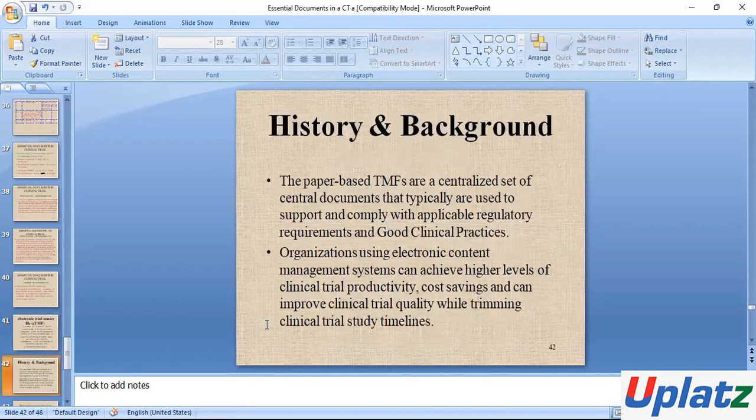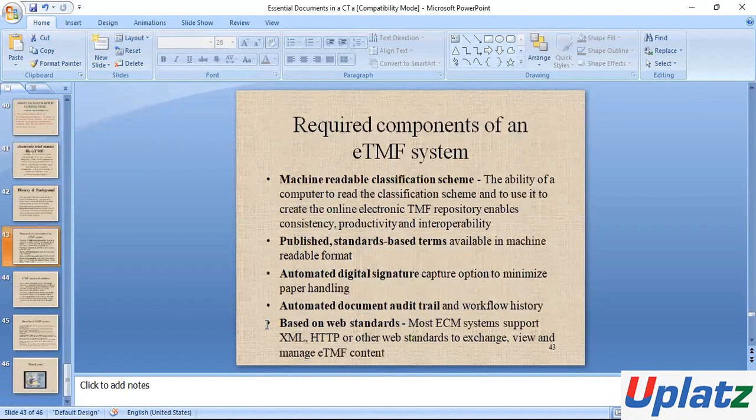So moving to next slide, history and background. So as we have seen, paper-based TMFs are centralized set of central documents that typically are used to support and comply with applicable regulatory requirements. So organizations using electronic content management system can achieve higher levels of clinical trial productivity, cost saving, and can improve clinical trial quality while trimming clinical study trial timelines.